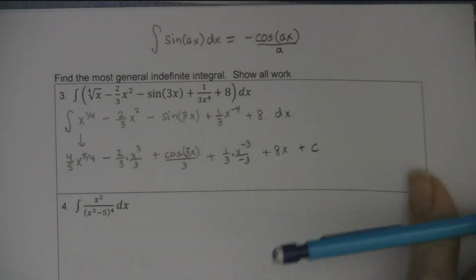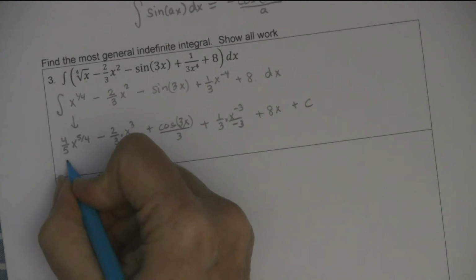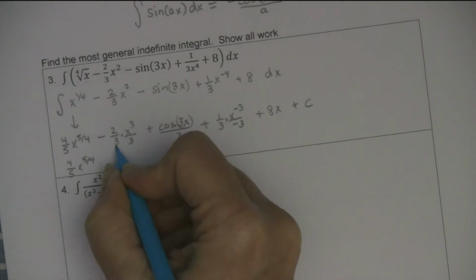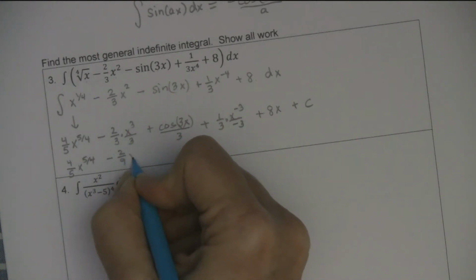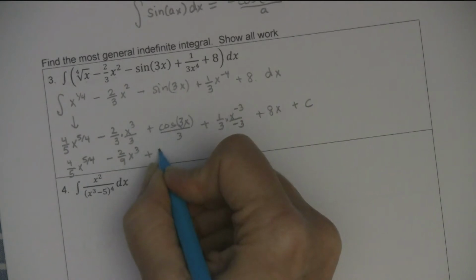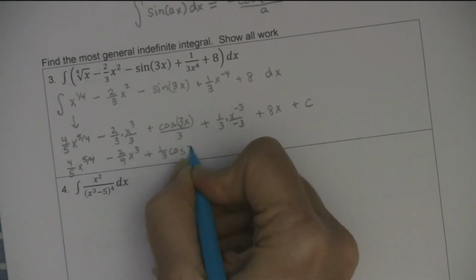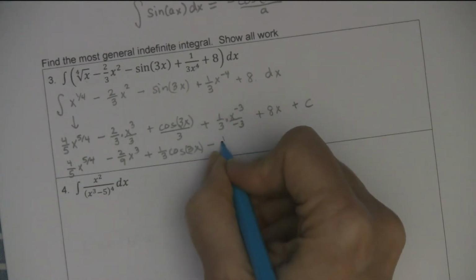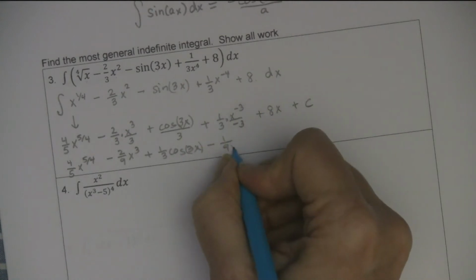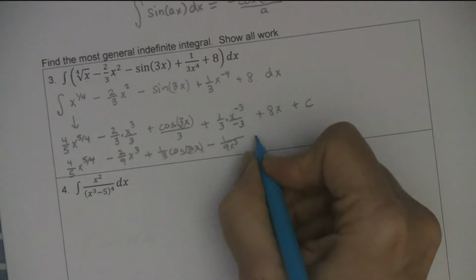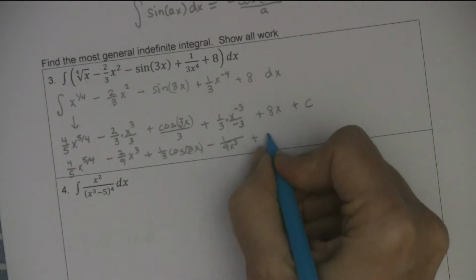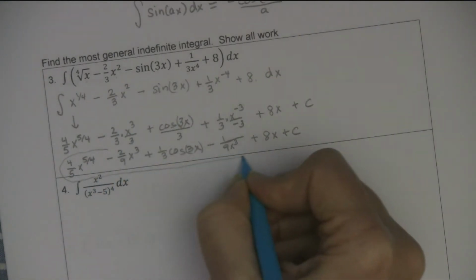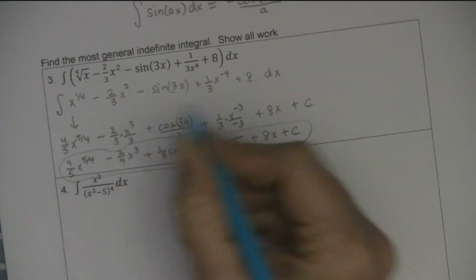So other than making it look a tiny bit nicer, I think I'm going to be able to do it. So minus 2/9 x to the 3rd plus, you could write this as 1/3 cosine 3x if you wanted, it doesn't matter, minus 1/9. I'm going to put the x to the 3rd down here like that because that's how it was, right? Plus 8x plus c. So we did a lovely job on that, piece by piece.